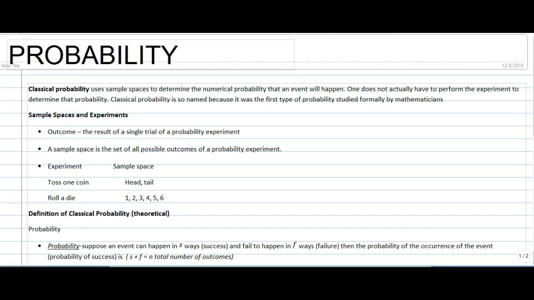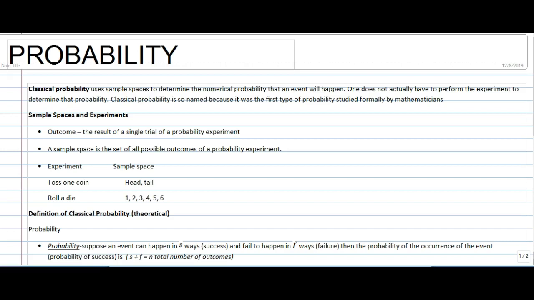Now, in the next several sections, we're actually going to discuss concepts related to probability. The first probability we're going to discuss is called classical probability. And in classical probability, you do not actually have to perform an experiment to determine the probability of a certain outcome.